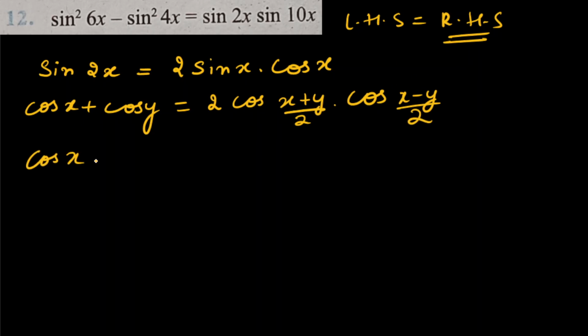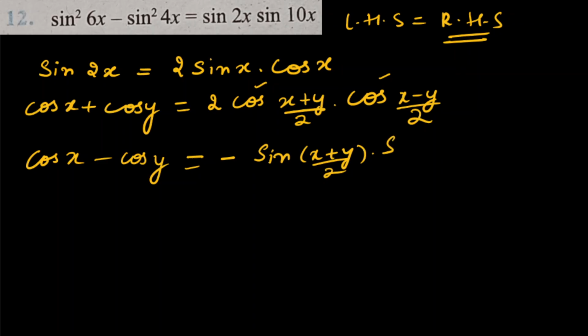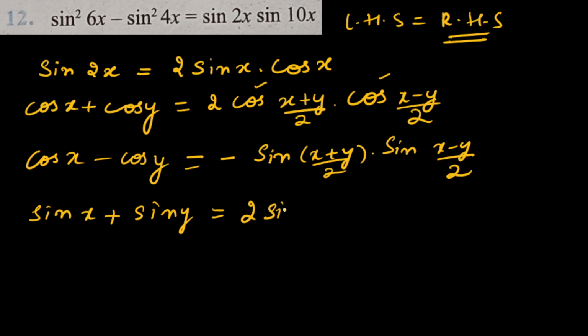Now cos x minus cos y. So both the cos getting subtracted, so minus sign will come at the starting. Here with cos, trigonometric functions will be the same, either cos cos or sin sin. So here sin: sin of (x plus y) by 2 into sin of (x minus y) by 2. Now sin x plus sin y. When sin is there, sin and cos together they'll come. So in case of addition, 2 sin of (x plus y) by 2 into cos of (x minus y) by 2.